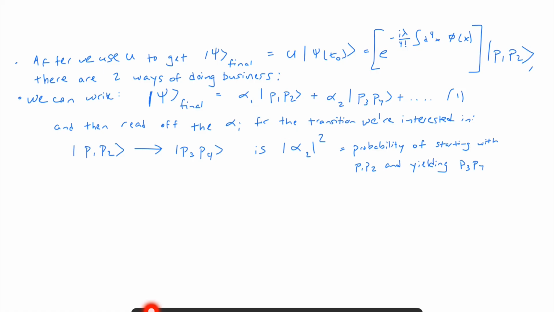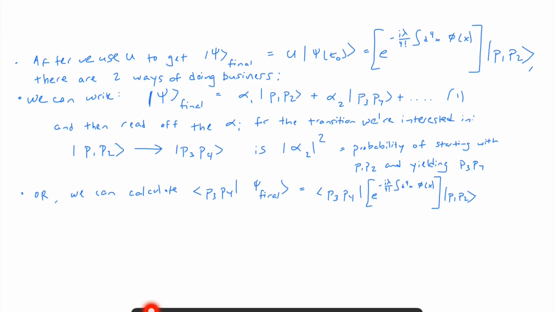If this is our final state, the probability of our detector measuring this, which represents two particles, one of P3, one of P4, will just be this coefficient modulus squared. That's the probability of starting with P1, P2 and yielding P3, P4. That's one way of doing business, just writing out this entire final state.